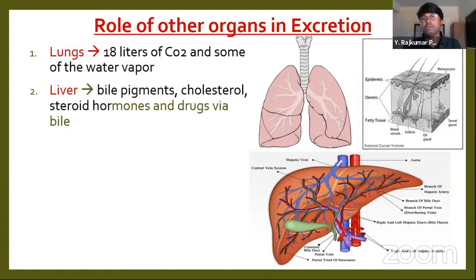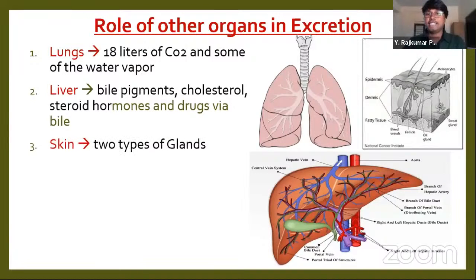The liver also plays a crucial role in excretion because it excretes bile pigments, cholesterol, steroid hormones, and certain drugs via bile juice. Bile pigments are produced by the destruction of RBC, isn't it? And the liver is important for detoxification. It removes toxic substances from the blood, and these are released into the intestine, and eventually they are sent out through defecation, that means the removal of the feces.